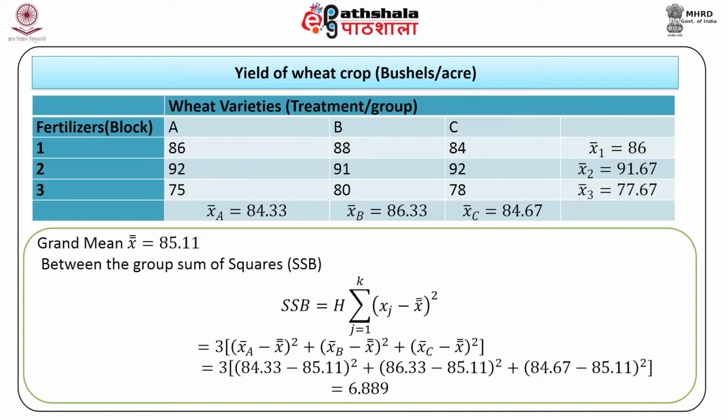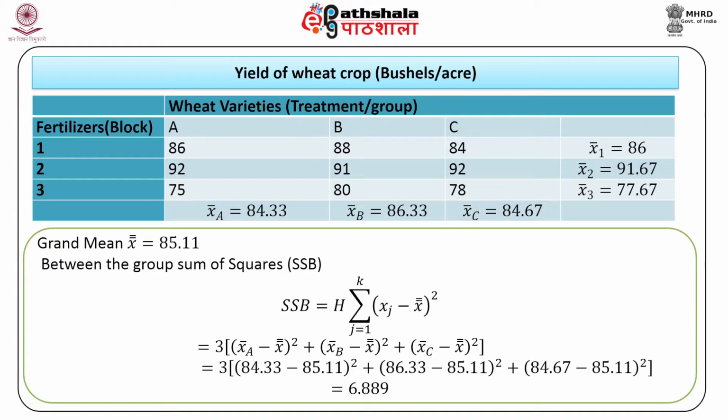The solution is that we again try to find out in terms of these means and the F ratios. So let's do that in our table. Now in our last column we have in our first row x1 bar, which is equal to 86, which is the mean of 86, 88, 84. Similarly, we have x2 bar equal to 91.63 and x3 bar equal to 77.67.